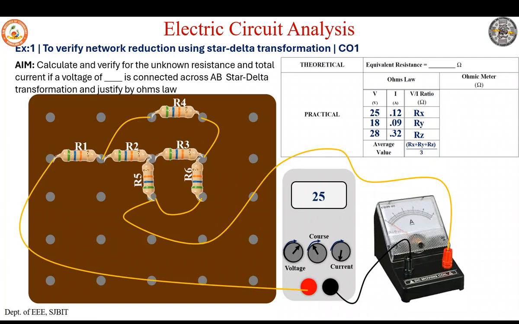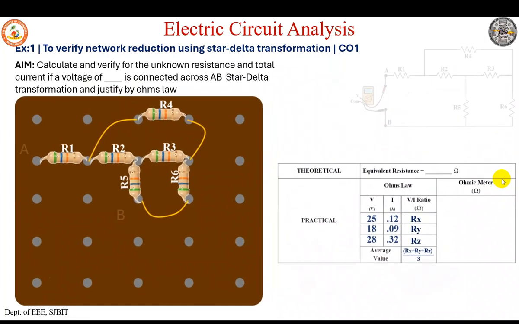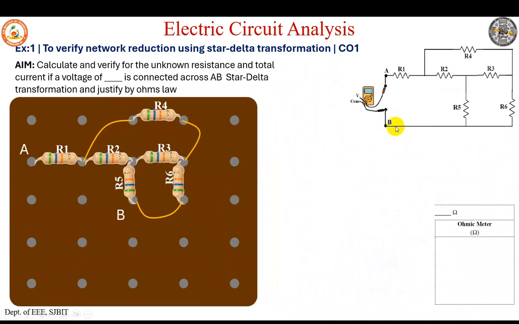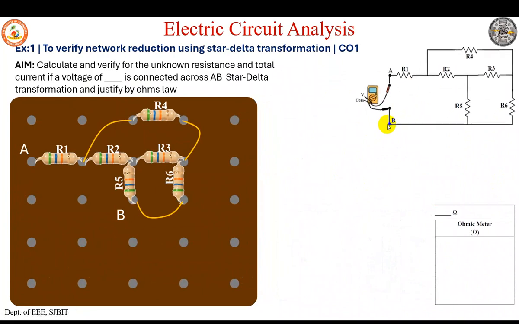Right. So this is how we have verified, as discussed in your aim, justify by Ohm's law. So that's what you have done here by Ohm's law, right? But how do we do it with an ohmmeter? So let's see how we do that with the ohmmeter. So this is the circuit in the lab manual, right?